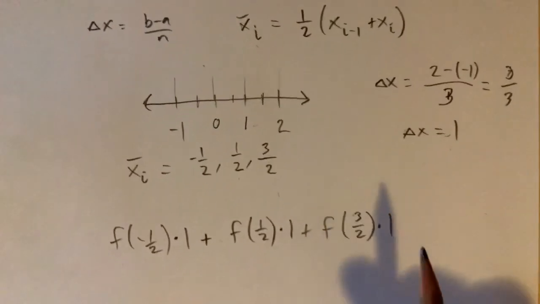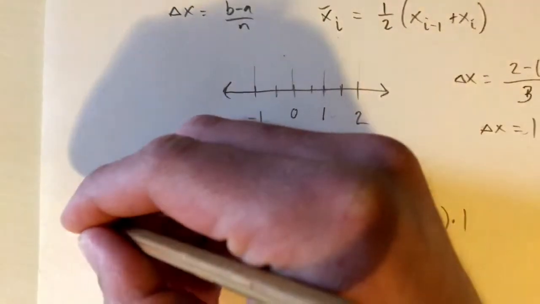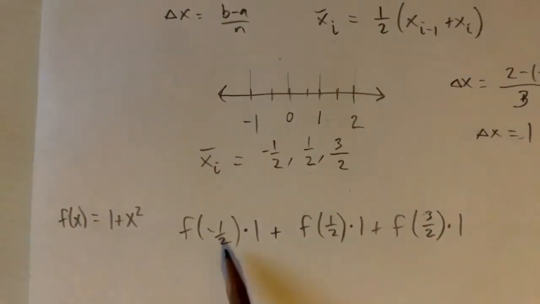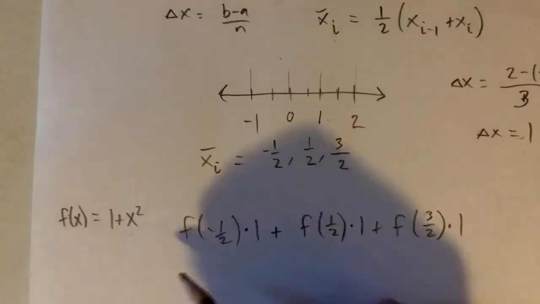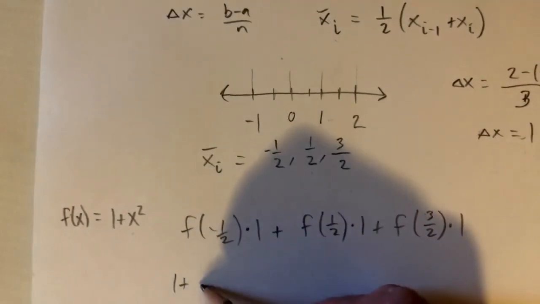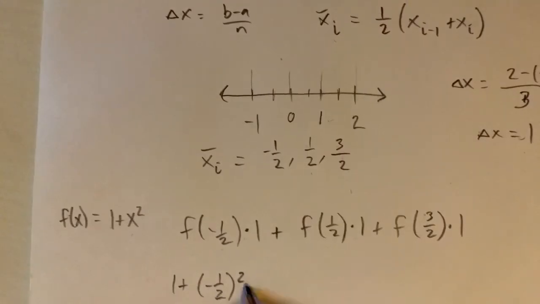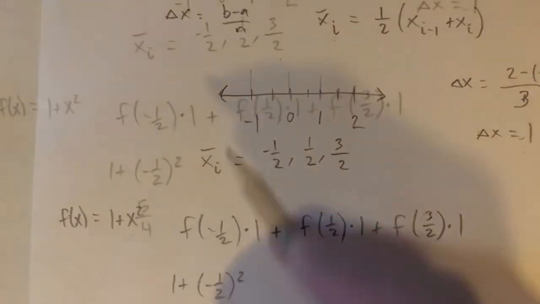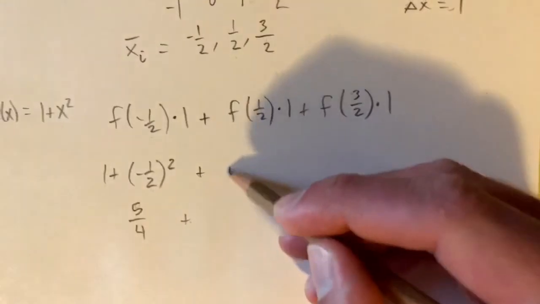So now all we need to do is go to our function f of x, which was given, and plug in these different x values and see what we get. So plugging in -1/2 in here, we're going to get 1 plus -1/2 squared. -1/2 squared is just going to be 1/4, plus 1 is going to be 5/4.